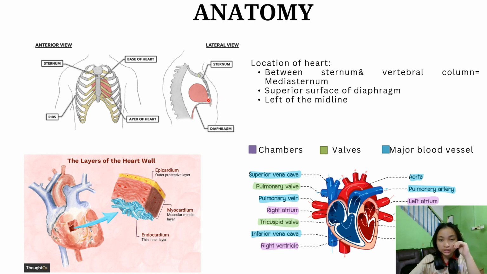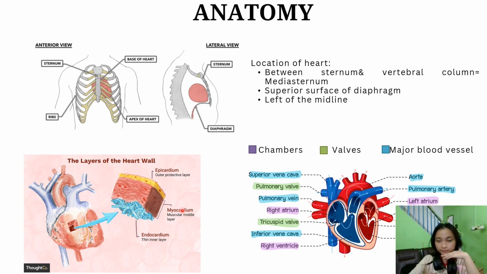And notice that the heart is actually superior to the surface of the diaphragm, and the majority of the heart is located to the left of the midline here. Next, the walls of the heart are also composed of three layers. Starting from the outermost layer, we have the epicardium, then the myocardium, and lastly the endocardium, being the innermost layer of the heart.